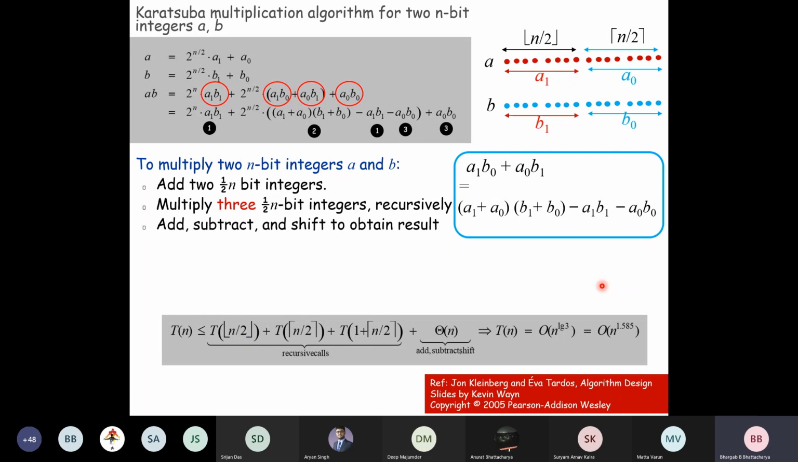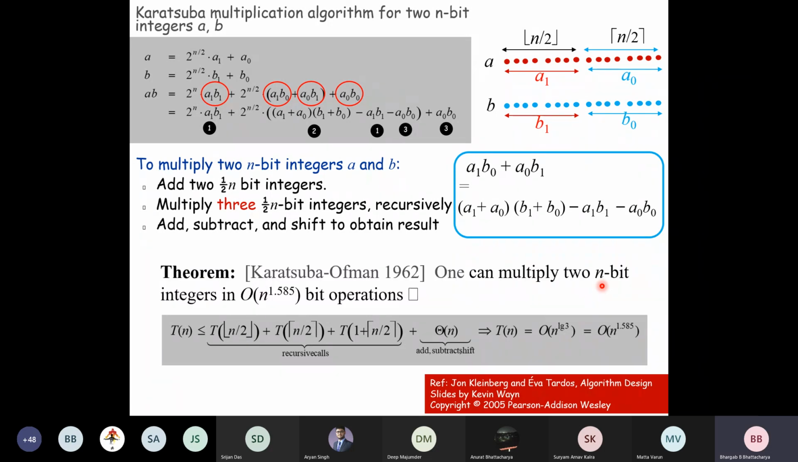Of course, hardware implementation of the Karatsuba multiplication algorithm is a little more involved, as you can see, because this is a recursive algorithm. Interestingly, after publication of Karatsuba's result, published in 1962, the theorem by Karatsuba and Ofman says one can multiply 2 n-bit integers in the order of n to the power 1.585 bit operations.